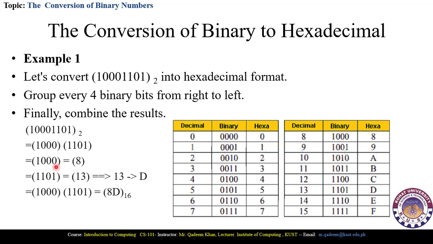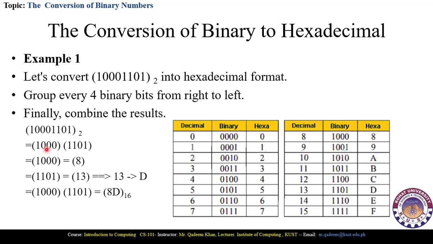Similarly, 1000 is equal to 8 in decimal, and you can see that it is also equal to 8 in hexadecimal. But 1101 is equal to 13, and 13 is equivalent to D.